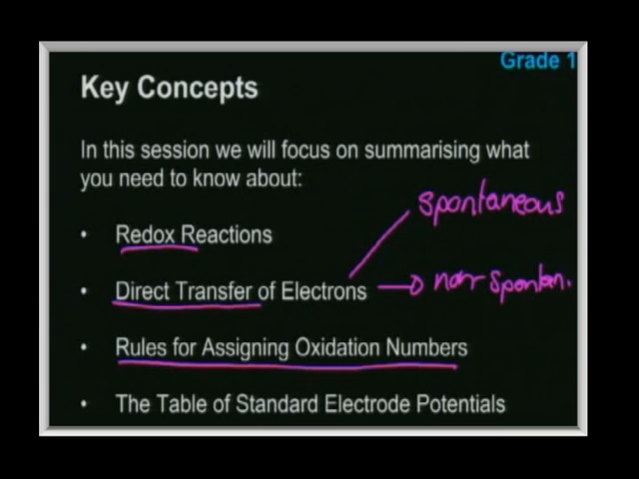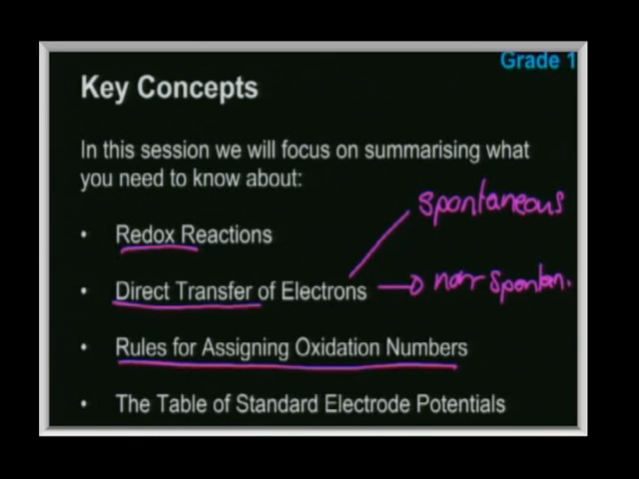If we move on, we will see that we are going to look at assigning oxidation numbers. Now, the rules for oxidation numbers are very important for us to help us to determine where the electron transfer has taken place. And then lastly, we're going to have a quick look at the table of standard electrode potentials. This is very important because it becomes a valuable tool that helps us in working with redox reactions and also in working with half reactions, which we will look at a little bit later.